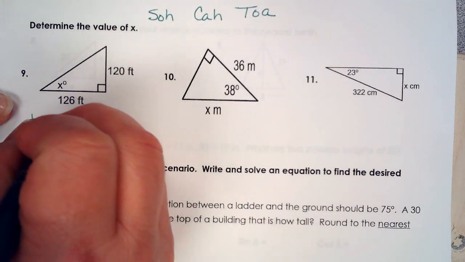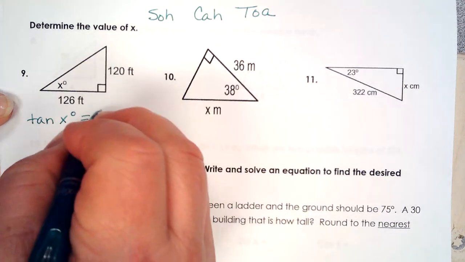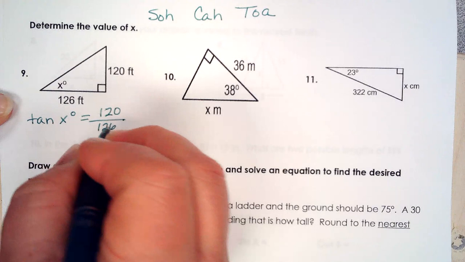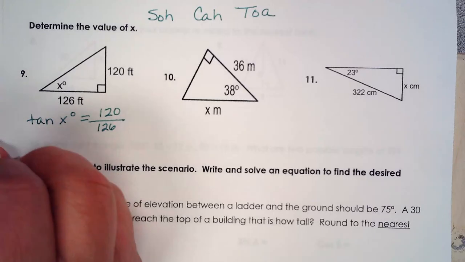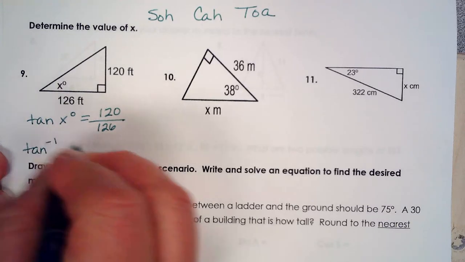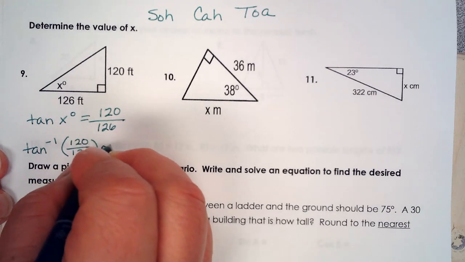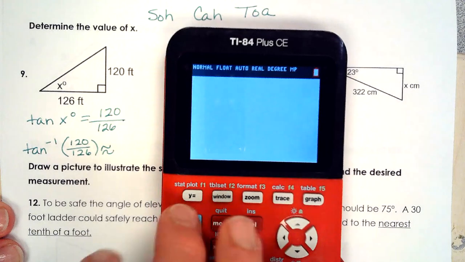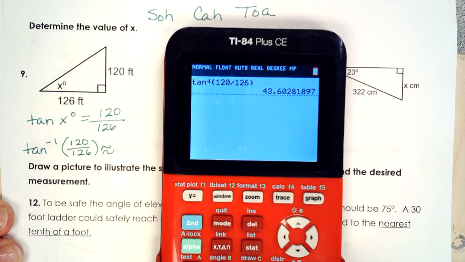The tangent of x degrees is equal to my opposite, O is opposite, 120 divided by my adjacent, which is 126. Now I use my tangent inverse of 120 divided by 126, and it is approximately second tan 120 divided by 126, 43.6 degrees.